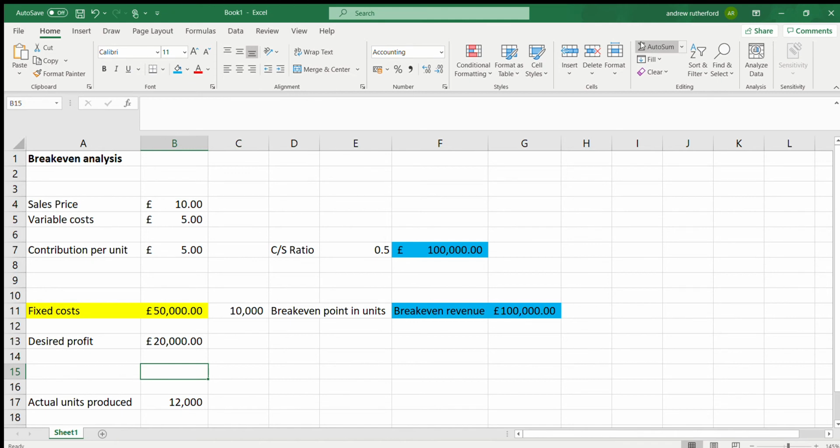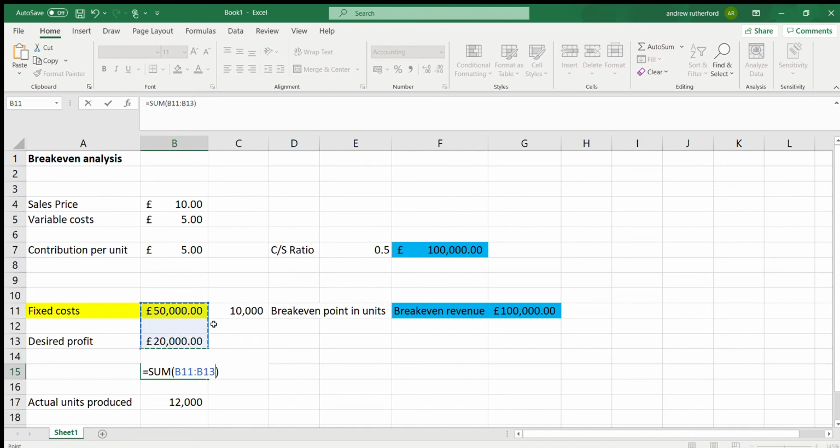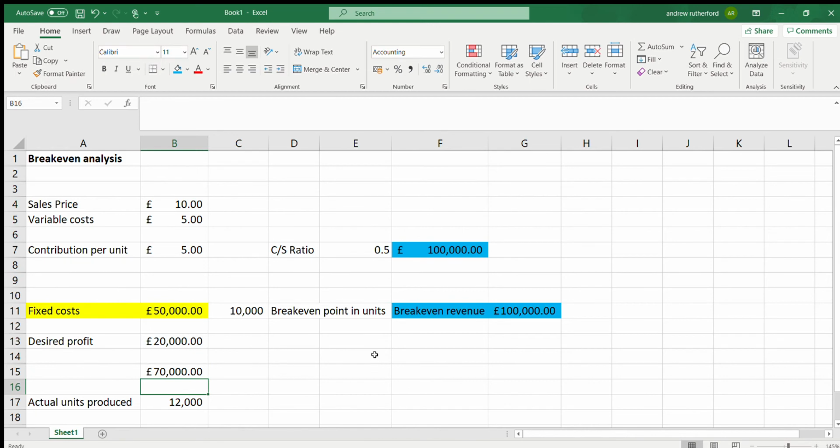Here I'm going to use, if you're not familiar with Excel, just go up here and do auto sum, and then you just make sure that covers the amounts that you want to add up. Press the return key. £70,000. So that's how much money we need to actually make. We've got to make £50,000 to cover our fixed costs, and then we've got to make £20,000 to cover our desired profit.